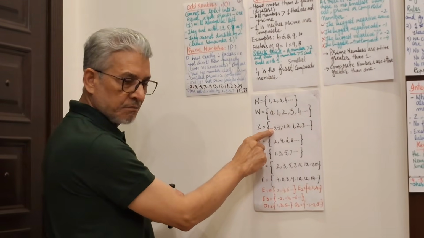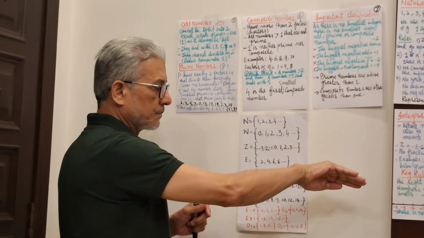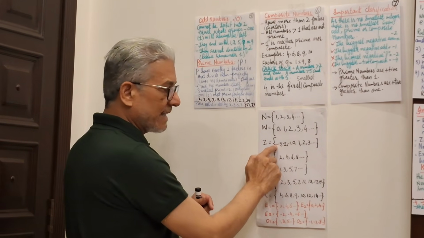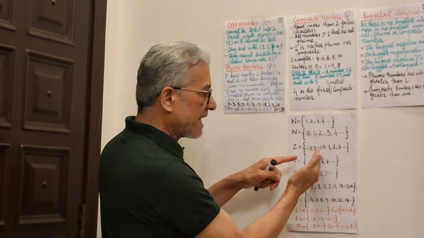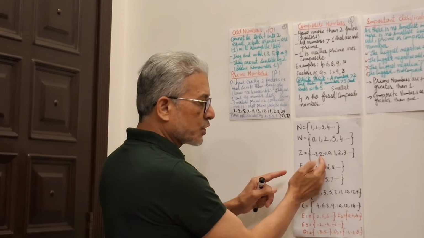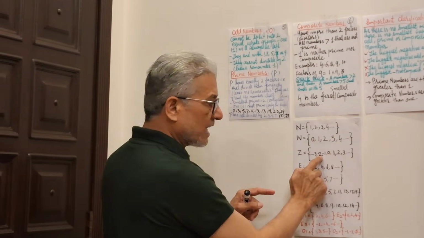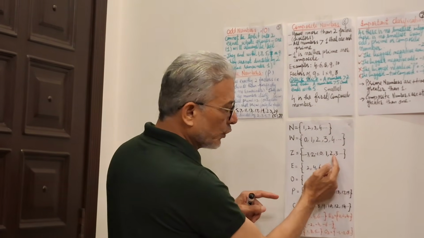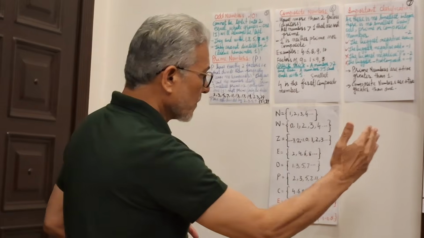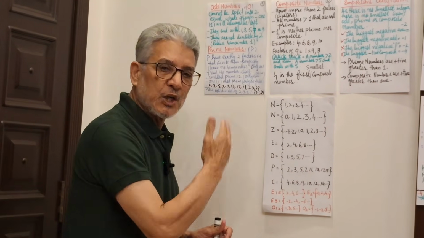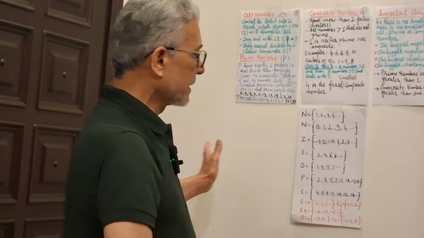You start from anywhere. You start from -3. You go towards this side. -2 is greater than -3 on the right side. The number on the right side is greater than the number on the left side. So -2 is greater than -3. -1 is greater than -2. 0 is greater than -1. 1 is greater than 0. 2 is greater than 1. 3 is greater than 2. So when you move towards right, the value of number increases. And if you move towards the left, the value decreases.